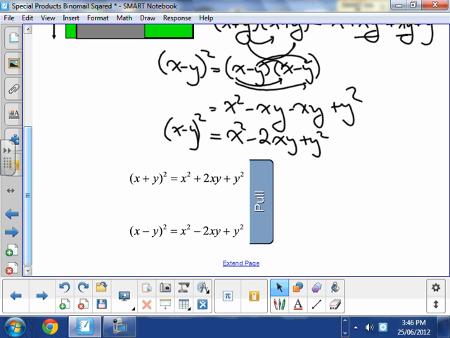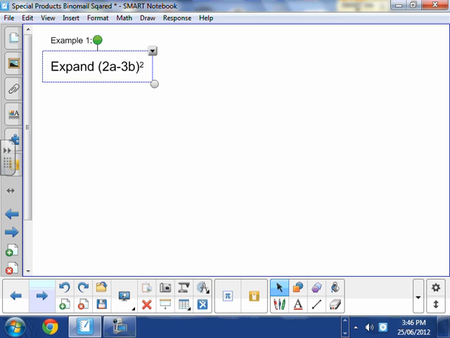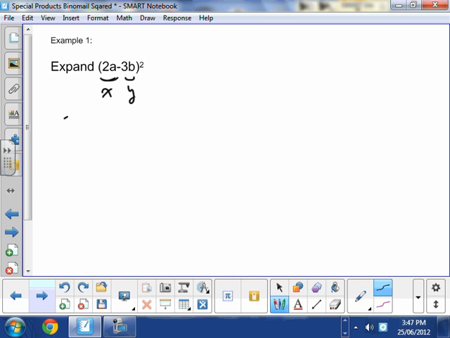Having said that, let's apply these two formulas until we know them by heart. For example, let's look at example 1, 2a minus 3b everything squared. What should I do here? Does it look like one of my two formulas? Sure it does. This is my x, and this is my y. So the formula that I should be applying is x minus y everything squared, which is first term squared minus 2 times first term times second term plus second term squared. Correct? That's correct.